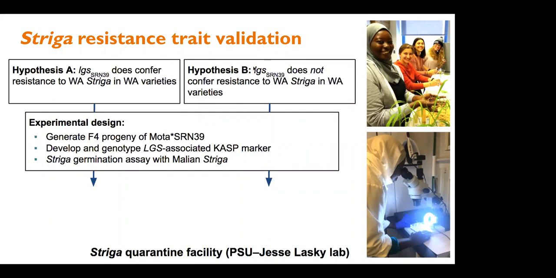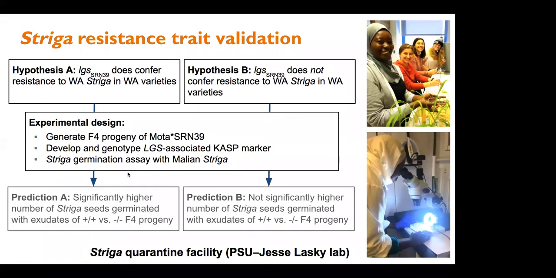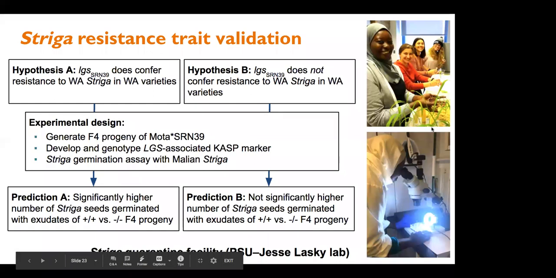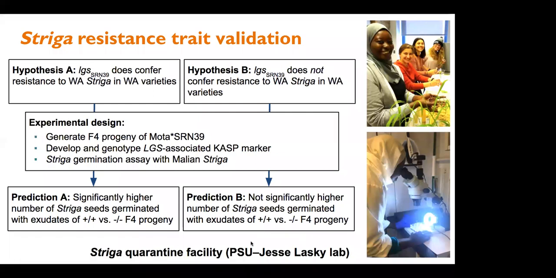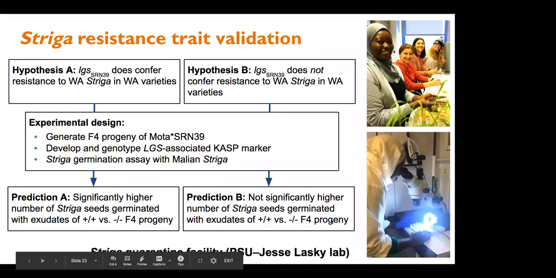And it's really possible. Hypothesis B is possible for a variety of reasons, like ecotypic differences in Striga, or because of gene to gene interactions, that maybe this allele doesn't work in different genetic backgrounds. So she sets up her experimental design, and then she a priori sets up the competing predictions under each of the hypotheses. I won't go through those, but now she's gone up to Penn State. Might be the only Striga quarantine facility other than Gabiza's, I don't know. But Jesse Lasky's lab, she spent a week with them working on testing this hypothesis.